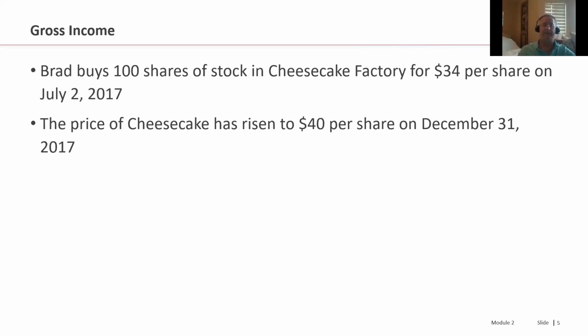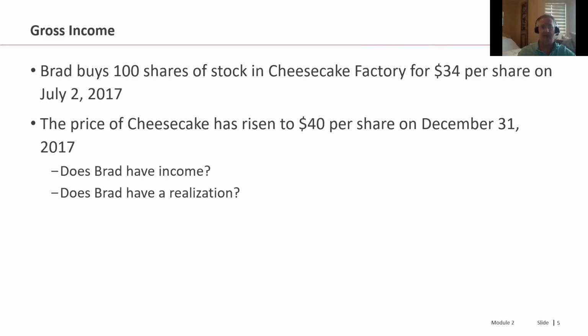So if Brad buys some shares of Cheesecake Factory for $34 a share in July, and then the price of the cheesecake stock has risen to $40 a share at the end of the year, does Brad have income? Well, he almost certainly has economic income, right? The value of his shares has gone from 34 to 40, but does Brad have a realization? The answer is no. He hasn't sold those shares, and so there's been no transfer or substantial change in ownership rights. As a result, there's no realization.